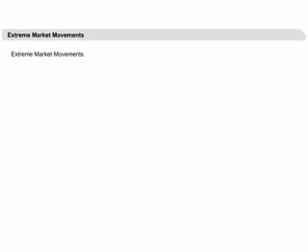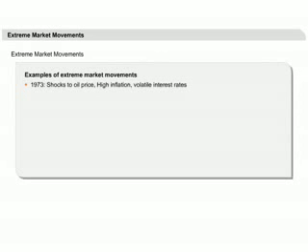Extreme market movements. Several recent and significant events have increased the market volatility and led to growth of risk management industry. Here are the examples of such extreme market events. 1973. Stocks to oil price, high inflation, volatile interest rates. 1987. Black Monday. Minus 23% decline in US stock prices.